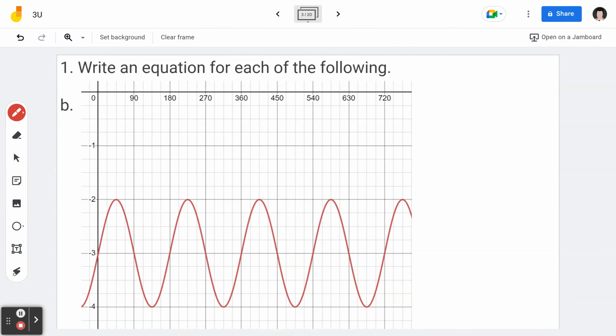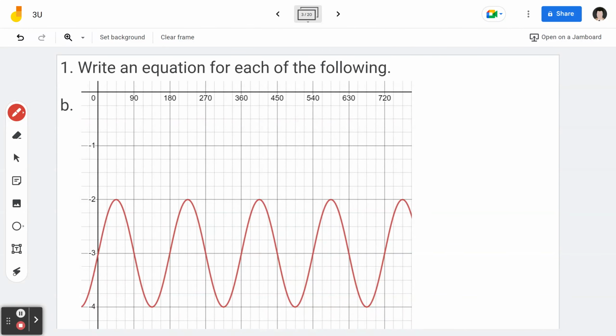Welcome back. So here's the first step, everybody. Always start with the maximum and the minimum value. What do I mean? If I think about the maximum value, it's going to be negative 2. And if I write down the minimum value, that's going to be negative 4. So again, I write down negative 2 and negative 4.